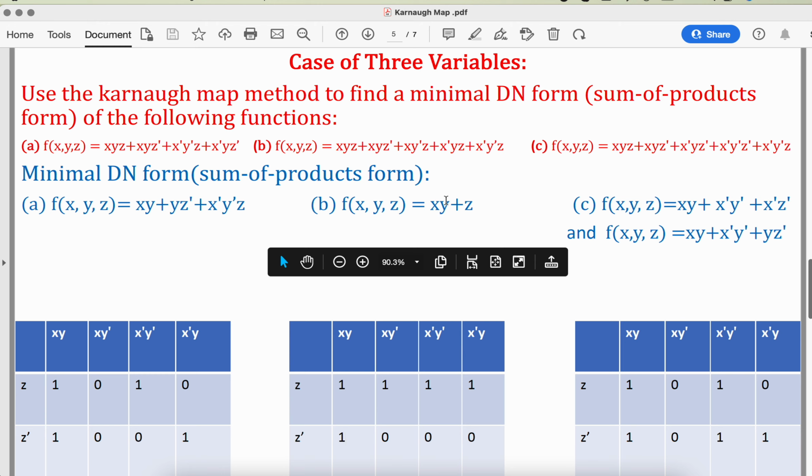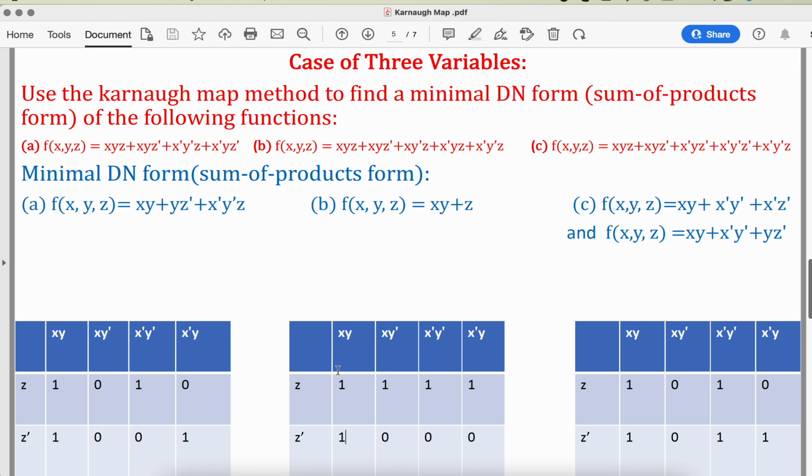We always consider the largest rectangle. So the largest rectangle is this rectangle consisting of 1 1 1 1, and always remember that this should be an even power, meaning 1 2 3 and 4. So this is the largest rectangle consisting of 4 squares, and on the extreme left we have z. So this will give us z, and this vertical rectangle 1 1 will give us xy.